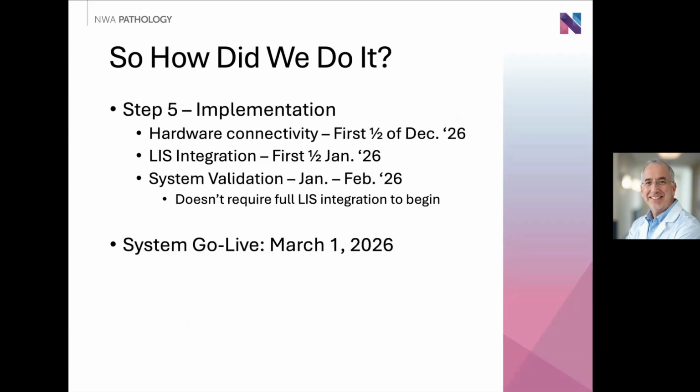Implementation began in the first half of December with hardware connectivity between Hamamatsu and Techcyte. That was followed by LIS integration in the first half of January. We also began system validation as soon as the scanners were connected to the IMS software. Because validation did not require full LIS integration to complete most of the work, those two efforts were able to run in parallel through January and February. We completed validation in time for a March 1 go-live date, and the launch was successful.